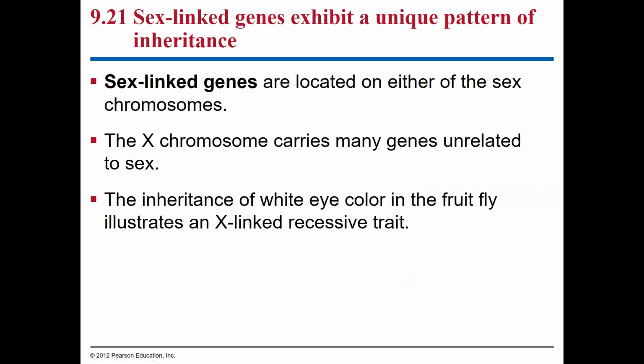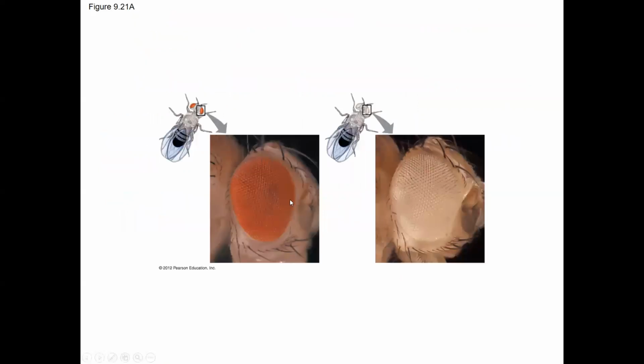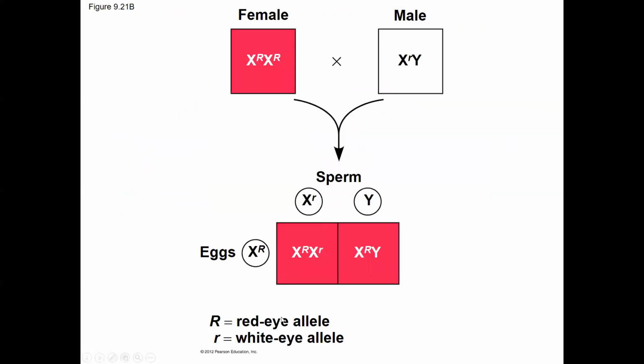And so let's talk about some uniqueness that goes along with the sex chromosomes, and that is sex-linked genes. Sex-linked genes are located on either the sex chromosomes X or Y, where the X chromosome carries many genes that are unrelated to sex. So the inheritance of white eye color in fruit flies is an example of a sex-linked, X-linked recessive trait, where some fruit flies will produce red eyes, some will produce white. And it has to do with whatever alleles are present in the female.